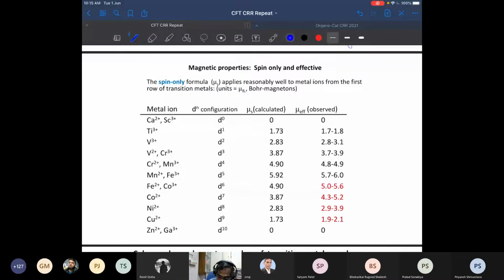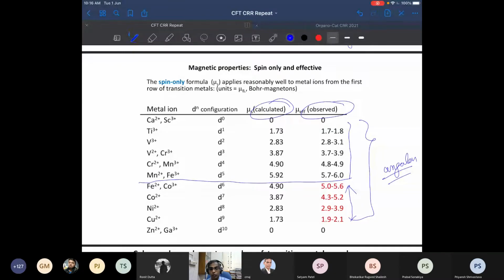In this table, I have given you the possible configurations, the calculated magnetic moment and the observed magnetic moment. You can see that up to d5 there is a very close relationship between the calculated and the observed values. Observed means the experimentally measured magnetic moment. After that, there is a variation in the experimentally observed magnetic moment, which basically comes from the angular momentum components.